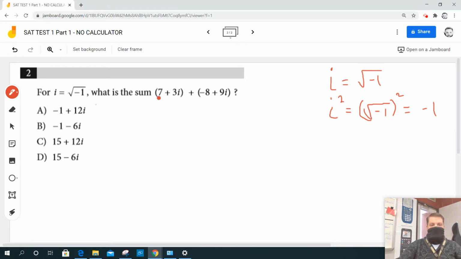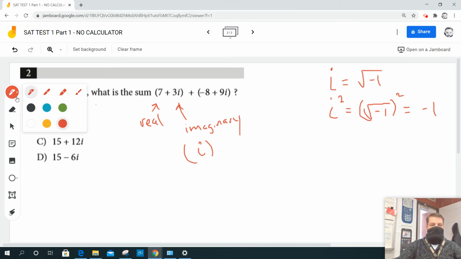So when we add this, though, we're just going to treat i like it's x. In other words, and also another reminder, imaginary numbers, or complex numbers, I should say, have two components. They have the real, which is just a real number, and then they have the imaginary part. The imaginary part is easy to determine because it's the one with the i in it, right? i stands for imaginary. So I'm just going to add them up.